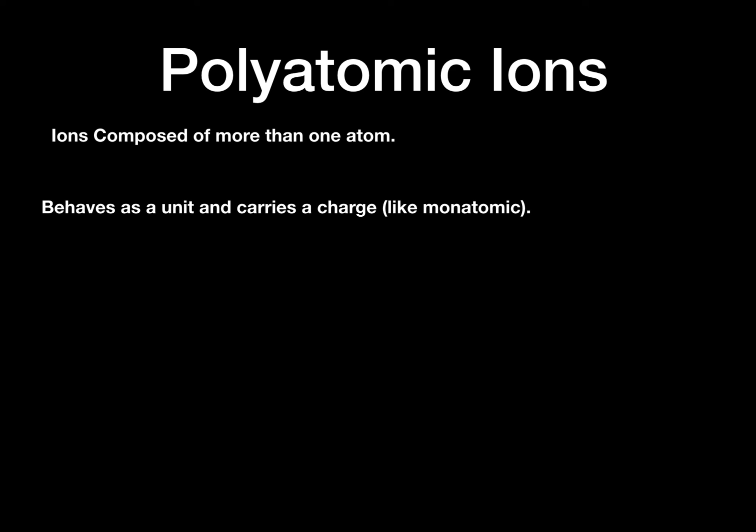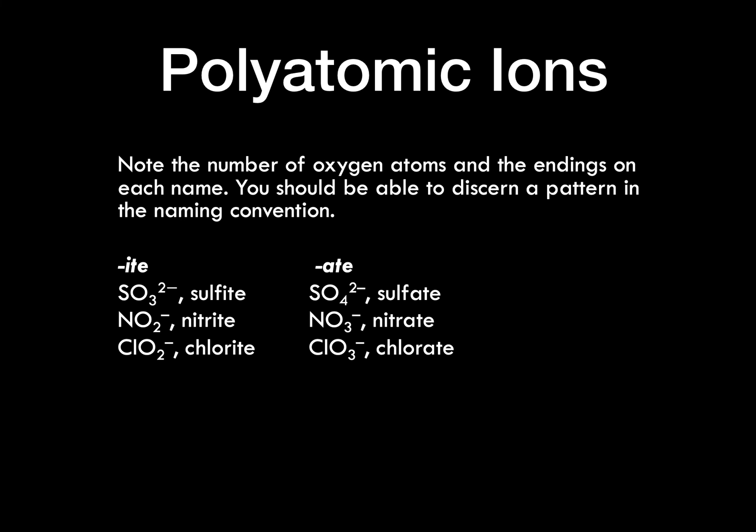Now, polyatomic ions are ions composed of more than one atom. It behaves as a unit and carries a charge, just like a monatomic ion. Note the number of oxygen atoms and the endings on each name. You should be able to discern a pattern in the naming convention. If you look here, we have SO3 minus 2, which is sulfite, and SO4 minus 2, which is sulfate. They both contain sulfur and oxygen, but the ATE ending indicates there is a greater number of oxygens. ITE is one less.